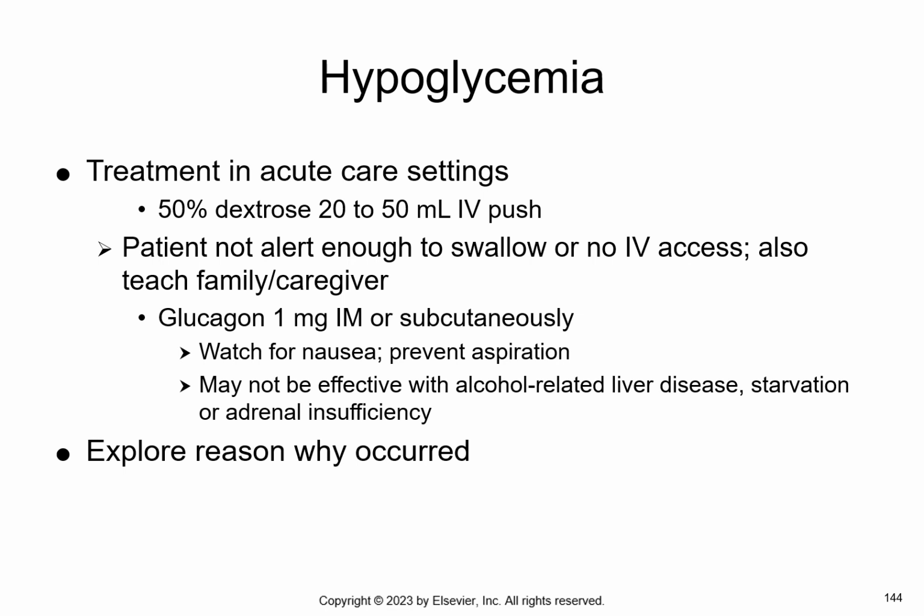Teach family members and others likely to be present if severe hypoglycemia occurs when and how to inject glucagon. Once the episode is resolved, explore with the patient the reasons why the situation developed. This assessment may indicate the need for further patient teaching to avoid future episodes of hypoglycemia.